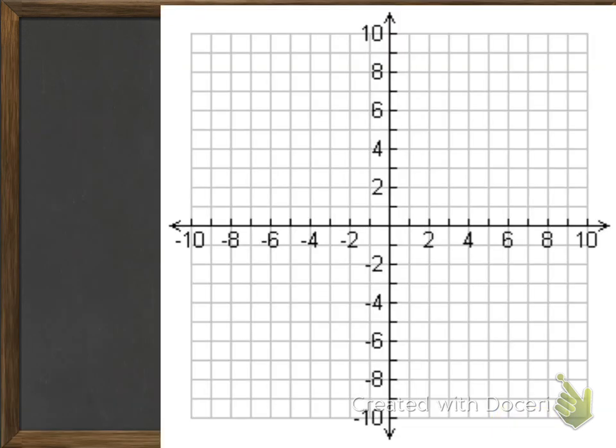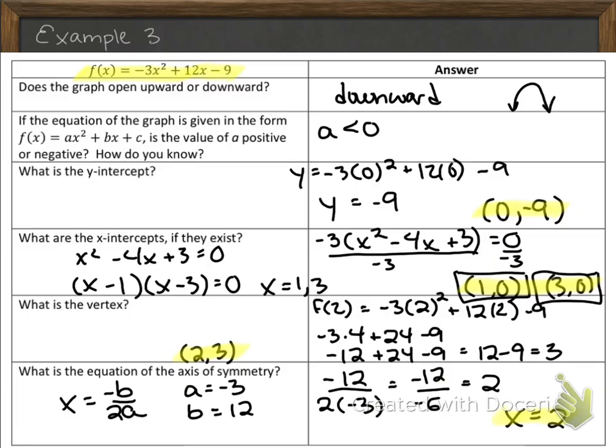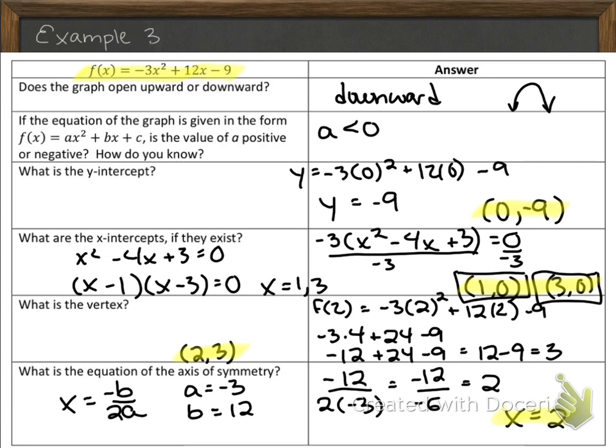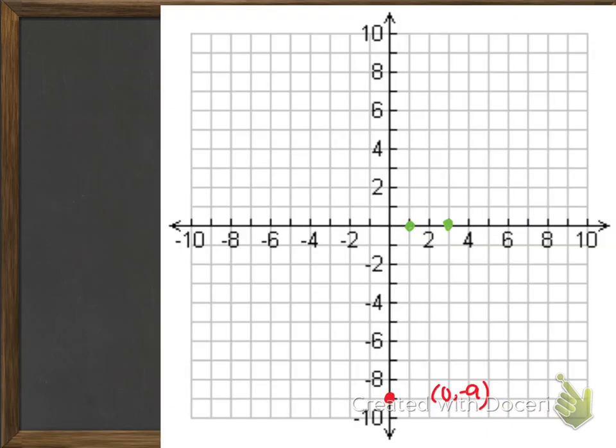So first I'm going to draw the y-intercept. The y-intercept is here at (0, -9). Then my x-intercepts are at 1 and 3. So I have an x-intercept at 1 and an x-intercept at 3. Then my vertex is at (2, 3). So here is my vertex right here.